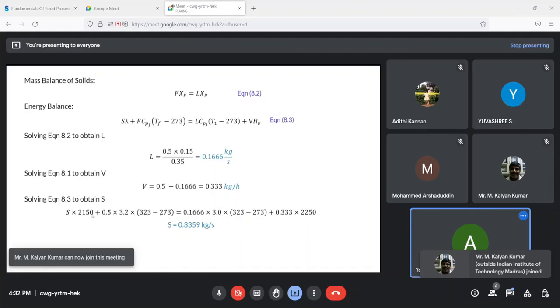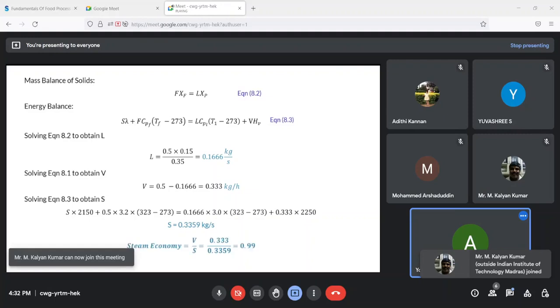So S into lambda, which is 2150, your F 0.5 kg per second, Cp 3.2 kilojoule per kg degree Celsius, and Tf minus 273. Since it's already entering at boiling point, Tf and T1 will be the same. 323 minus 273. Your L, which is 0.166 kg per second, into 3, which is your CPL, into delta T, 323 minus 273, plus your vapor flow rate, 0.33 kg per second, and then 2250 is your enthalpy of the outlet vapor. So from there you can calculate S is equal to 0.3359 kg per second.